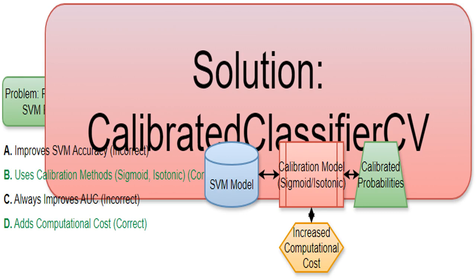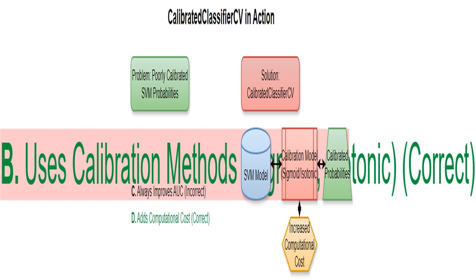While better calibrated probabilities might indirectly help, this tool focuses on making probabilities more reliable, not necessarily improving the model's overall accuracy directly. I might not see a big improvement in the number of correct predictions. That's correct.